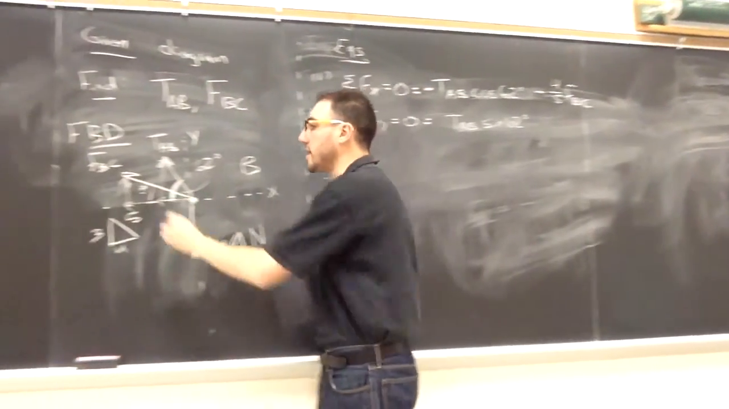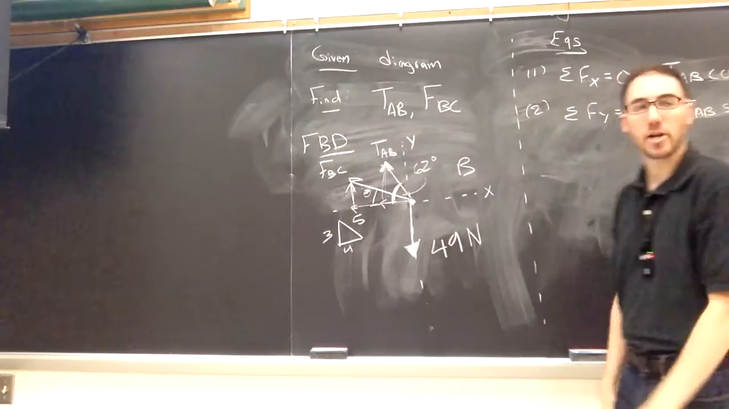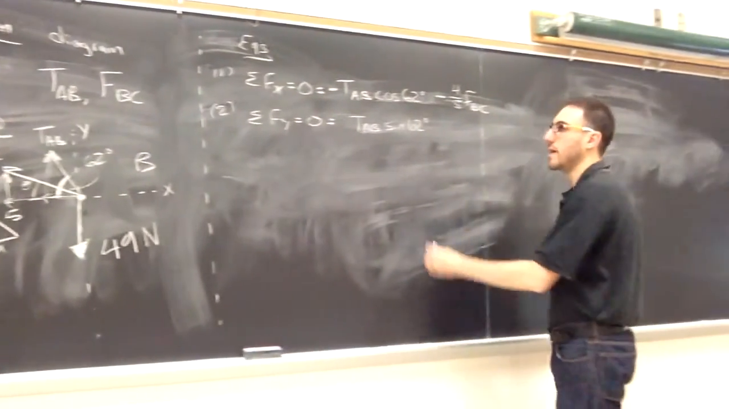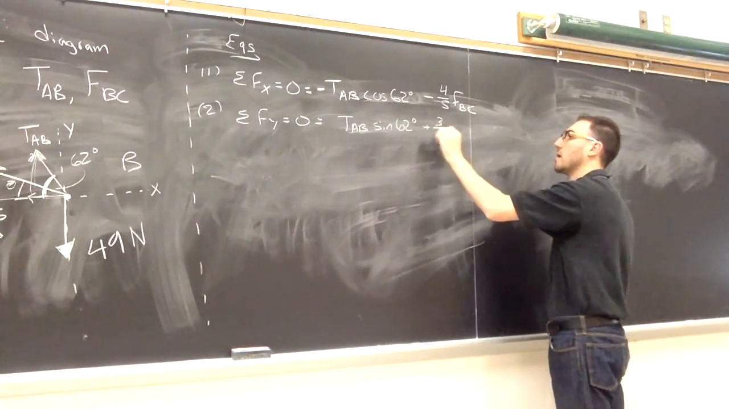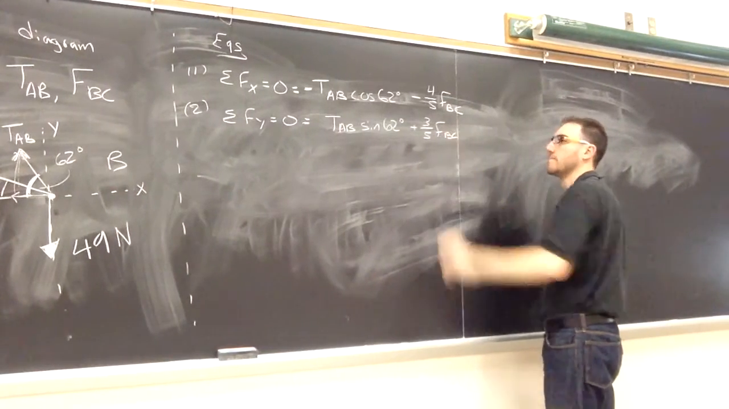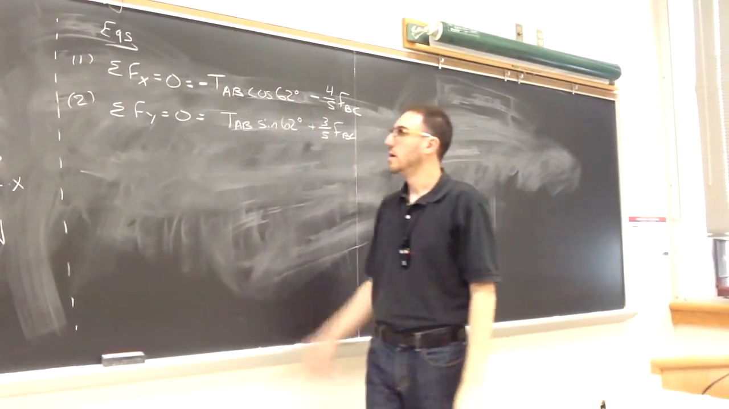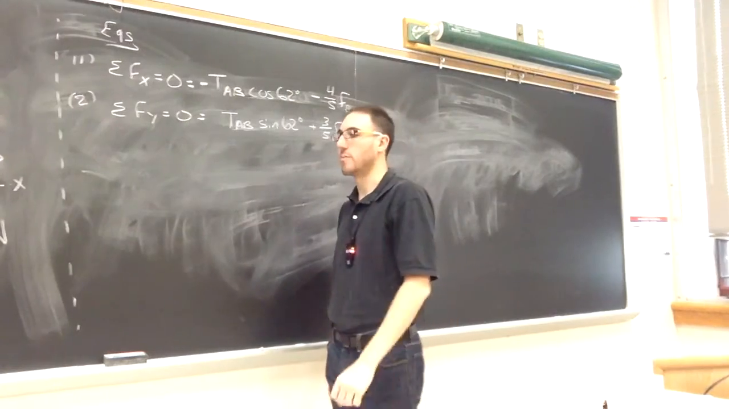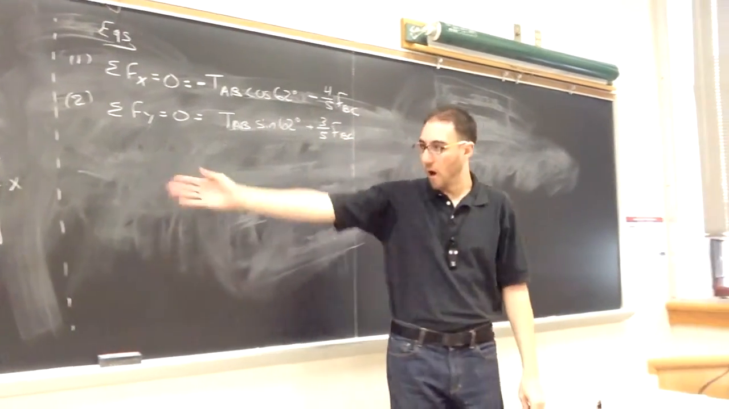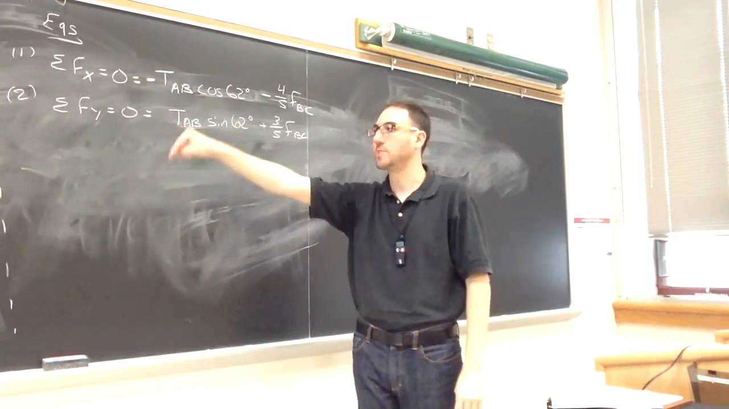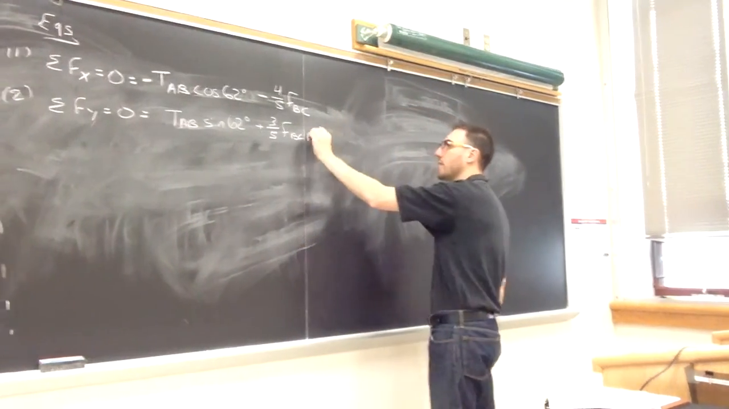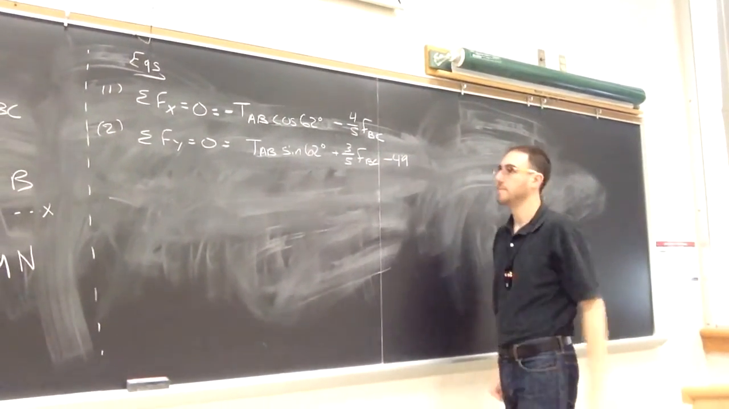And for FBC, that's also pointing in the positive y direction. It'll be 3/5 FBC. And then what else do I need in equation number 2? Negative 49. Right, all of 49 is in the y direction, and it's pointing in the negative y direction specifically. So minus 49.